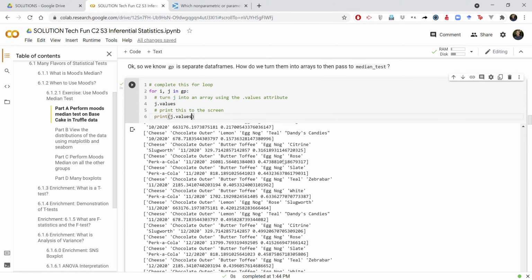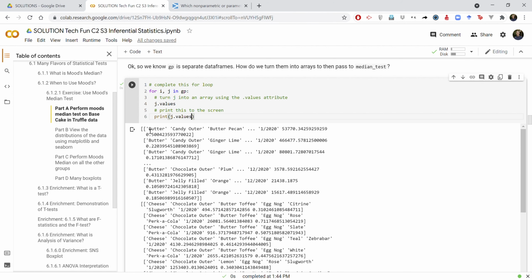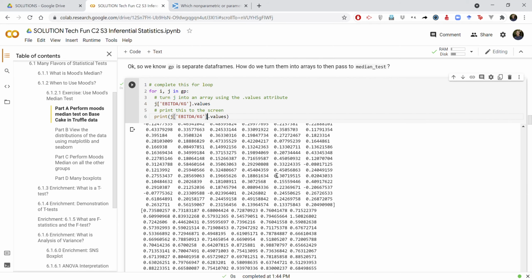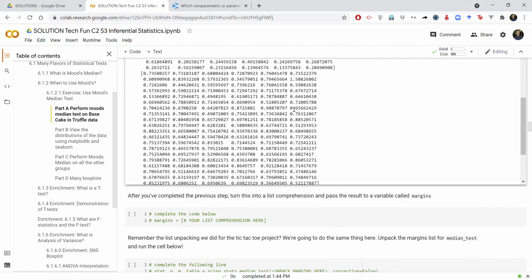Interesting. What do we notice about this? We're getting all the values in the data frame. And that's not what we want, is it? We want to have just the continuous variable, which in our case is EBITDA per kilogram. So we're going to print the EBITDA per kilogram values to the output. Excellent. And now we have those values.